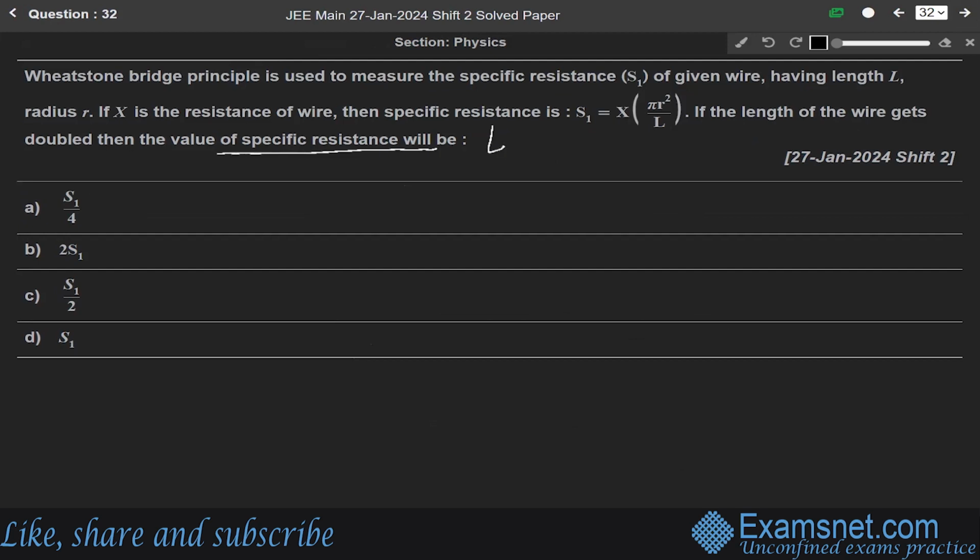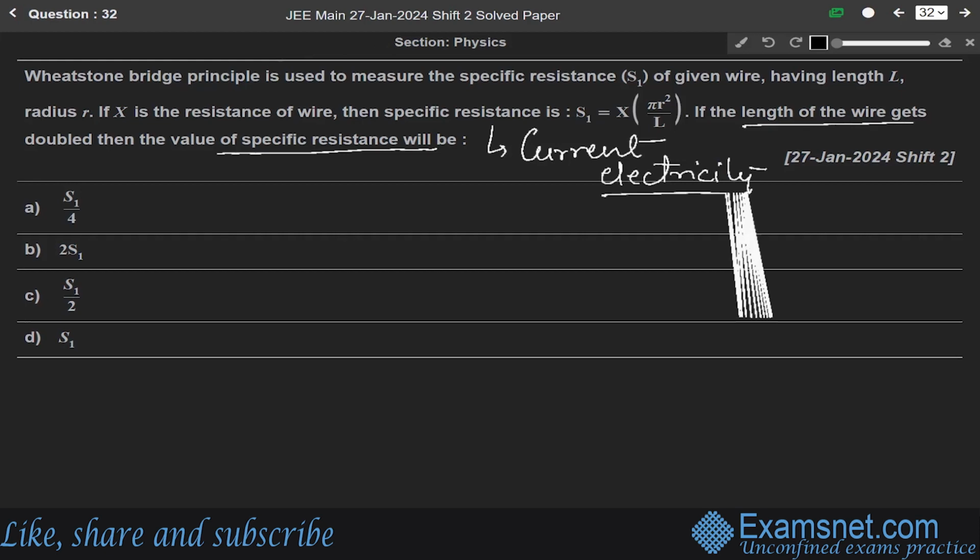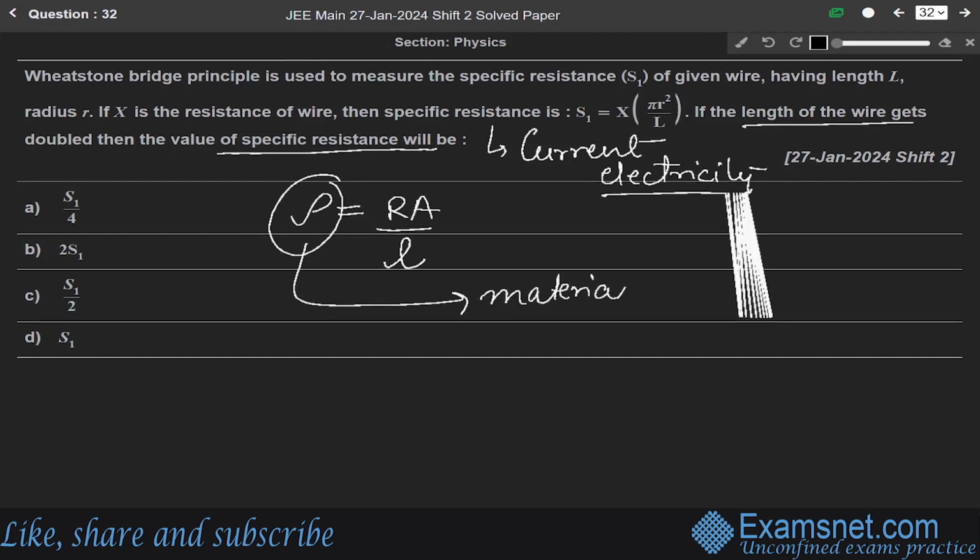So students, this question is from the chapter of current electricity. This question says that when the length gets doubled, we have to find the specific resistance. Since we know that rho equals RA over L, but this specific resistivity is a material property. It does not depend upon the length of the wire. It depends on the temperature of the wire.